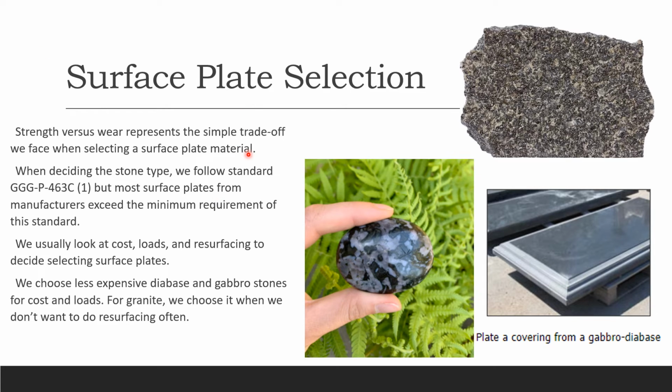Okay, surface plate selection. You're going to choose a stone to make the surface. Strength versus wear represents a simple trade-off we face when we select the stone. When deciding the stone type, we follow this standard. You don't have to remember that, but if you know it, that's okay. I usually remember the GGG, their genetic code. Most surface plates from manufacturers exceed the minimum requirement of this standard.